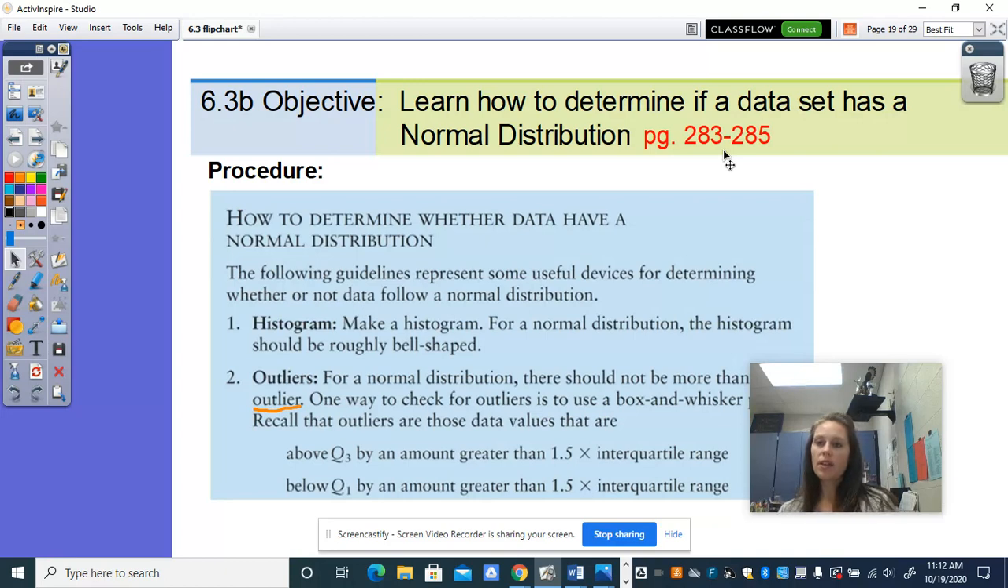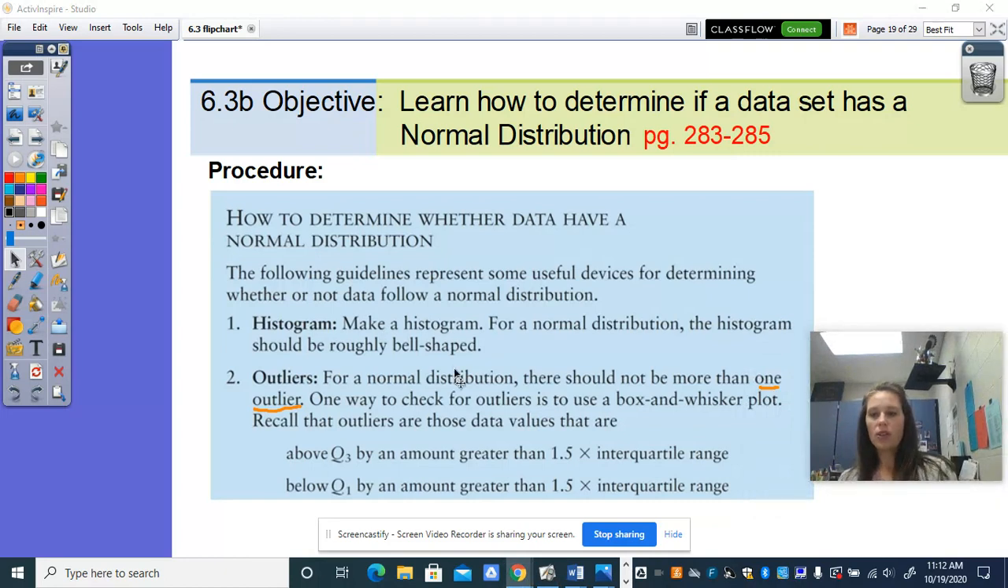So a lot of times in a problem, they'll just tell you, hey, this is normally distributed. What do we do with data that we're not sure if it's normally distributed or not? We're going to go through 4 steps. The first one is you can look at a histogram and see if it looks like a normal curve. Does it look bell-shaped? So that's pretty easy just by viewing a histogram.